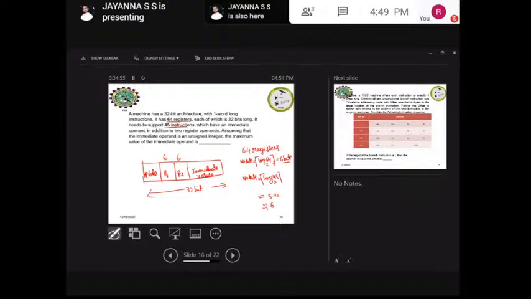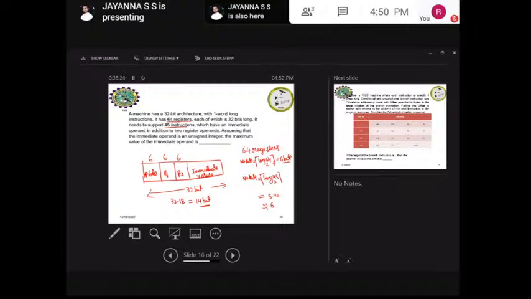So your opcode also requires 6 bits. So now out of 32 bits, how many bits are required for representing the immediate value is nothing but subtract 32 minus 18. So you will get 14 bits. So to represent the immediate value, we require 14 bits.